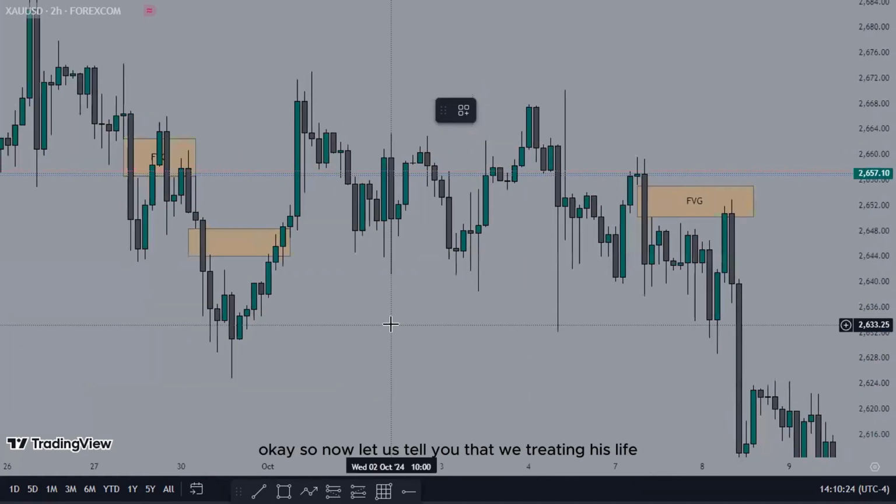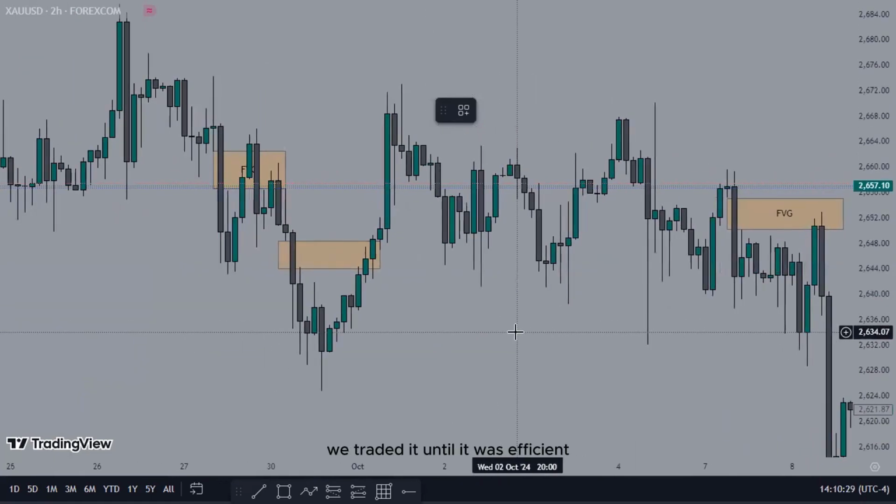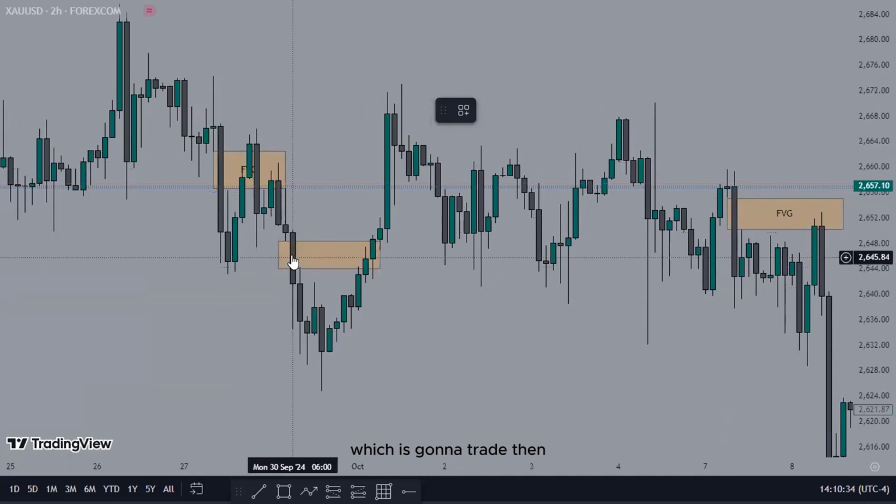Okay, so now let's assume that we're trading this live. When the price was inefficient, we traded it until it was efficient. We would have had one trade here, which is a winning trade. Then this trade here would have probably been a losing trade. These are things that we cannot control.